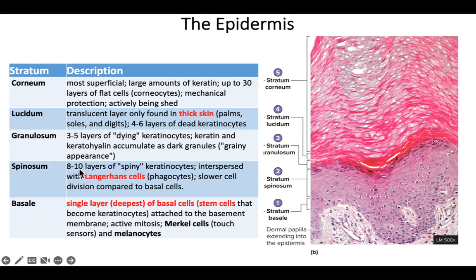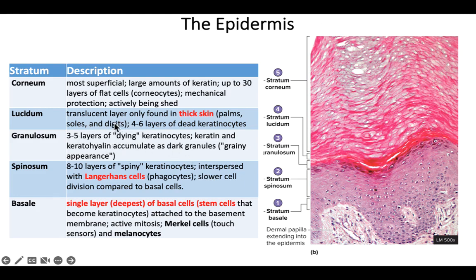Spinosum, a thicker layer, so now you've got 8 to 10 layers of cells. Spiny looking. You might find a Langerhans cell, so this is yet another cell type. These are immune system cells. They're phagocytes, so they can actually gobble up a microbe if it's gotten this far. Cells are growing a little slower, but they're still living cells.